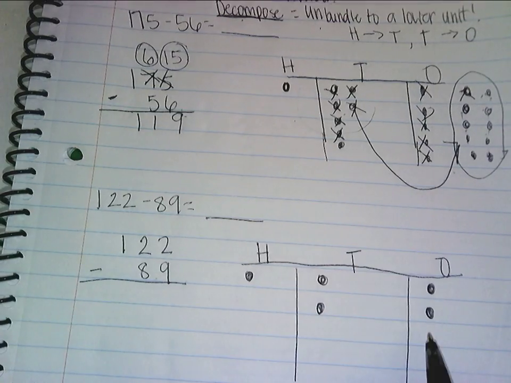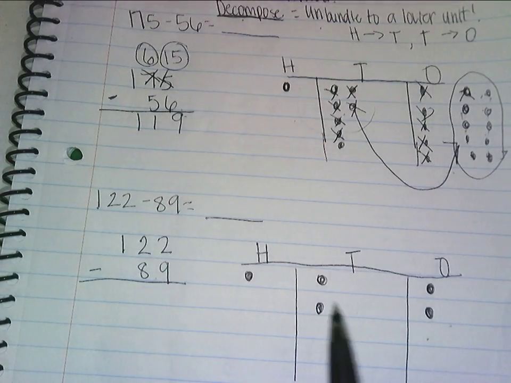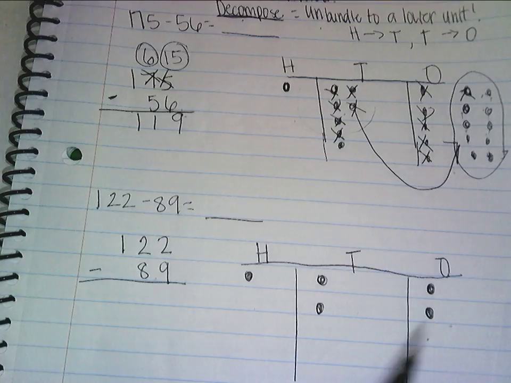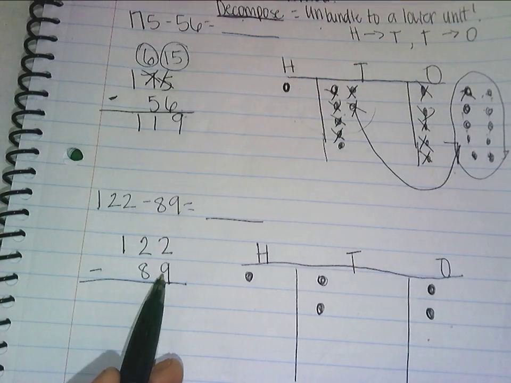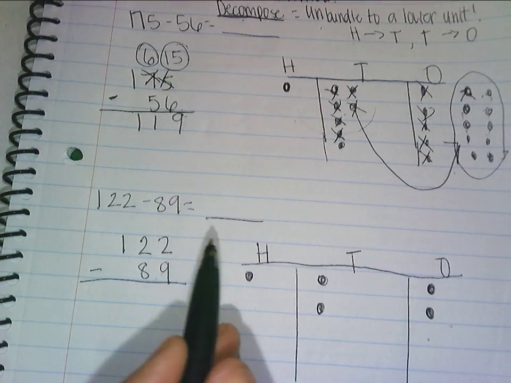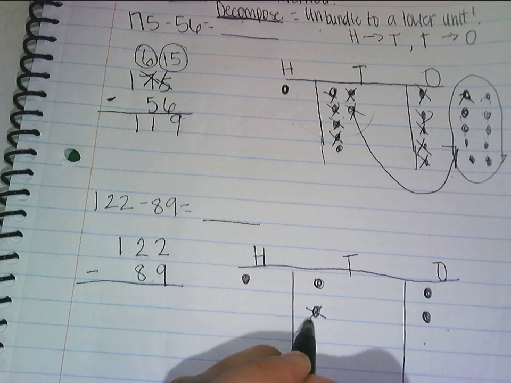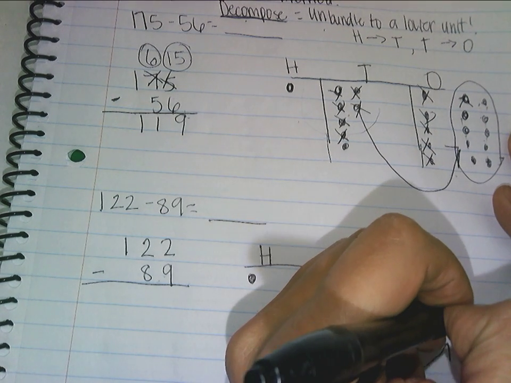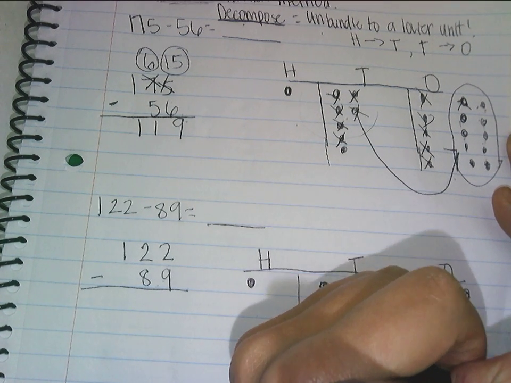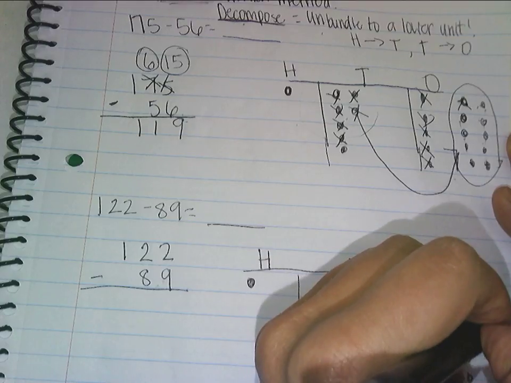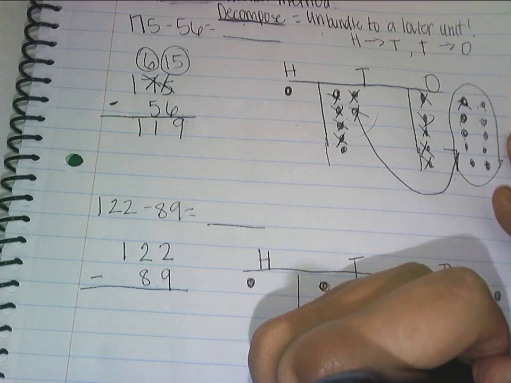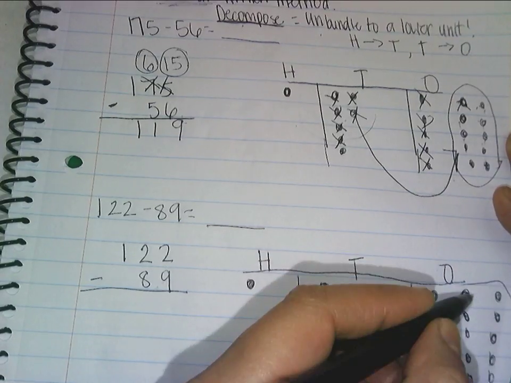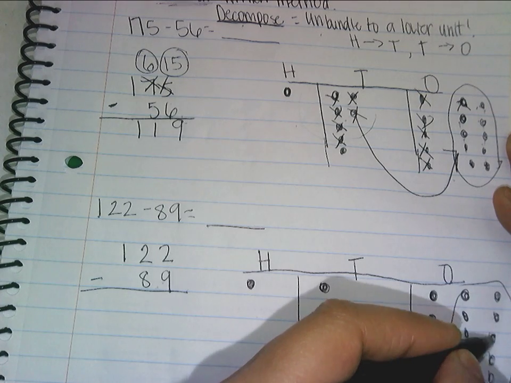We subtract in the ones, tens, hundreds. So I have 2 in the ones. I'm trying to subtract 9. I cannot do that. So I need to decompose. 1 ten, you regroup for 10 ones. 1, 2, 3, 4, 5, 6, 7, 8, 9, 10.